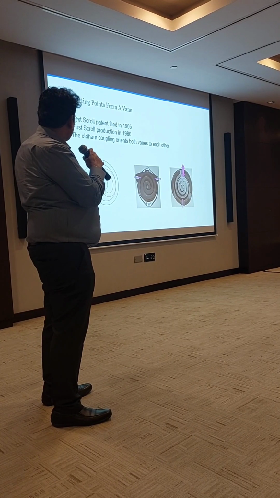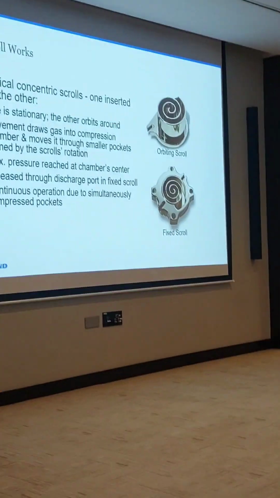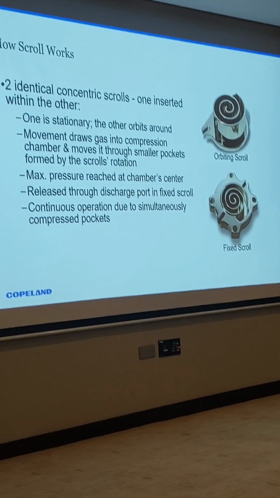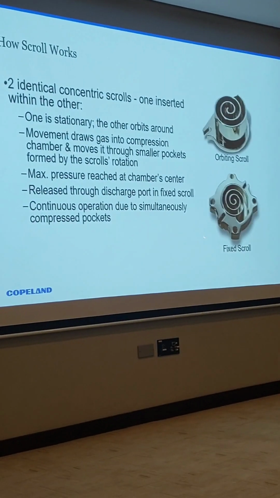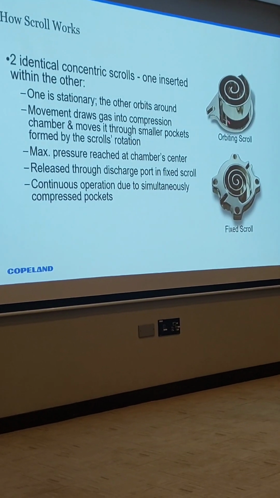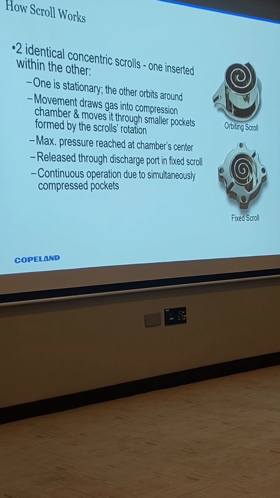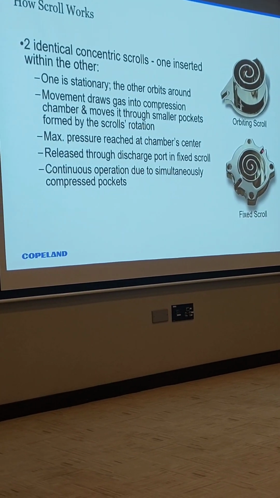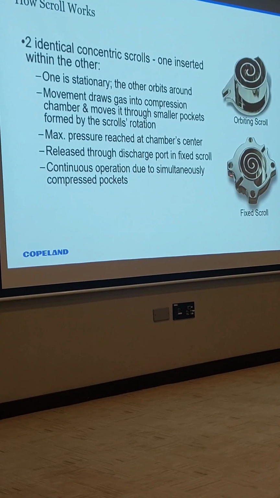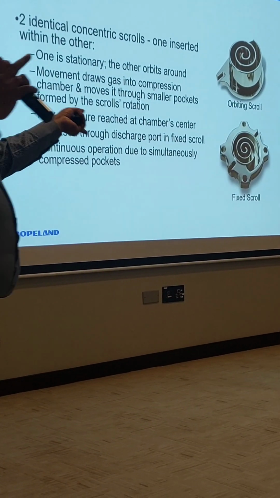We'll just quickly look at it. These are two identical concentric scrolls, one inserted into the other. So one is stationary, and the other one orbits around; that is the rotating or orbiting scroll. The orbiting movement draws gas into the compression chamber. When it is moving, it draws the gas into the compression chamber. The pockets that are formed will be crescent shaped. I'm going to show you in the next slide.